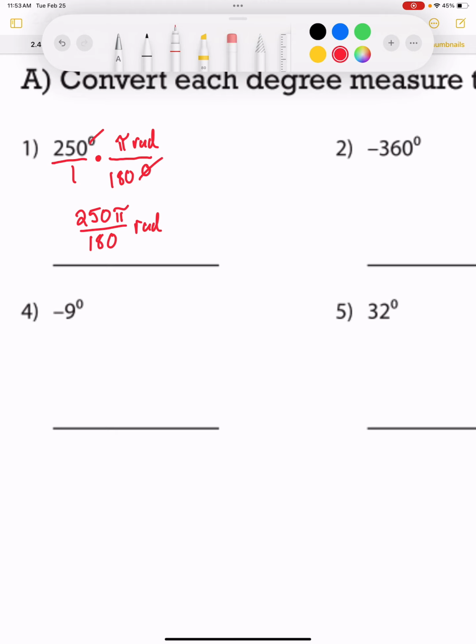Now I'm going to put this in my calculator. So I'm going to say 250 pi divided by 180. When I do that, most of the time, let me see. Let me just say 250 divided by 180.